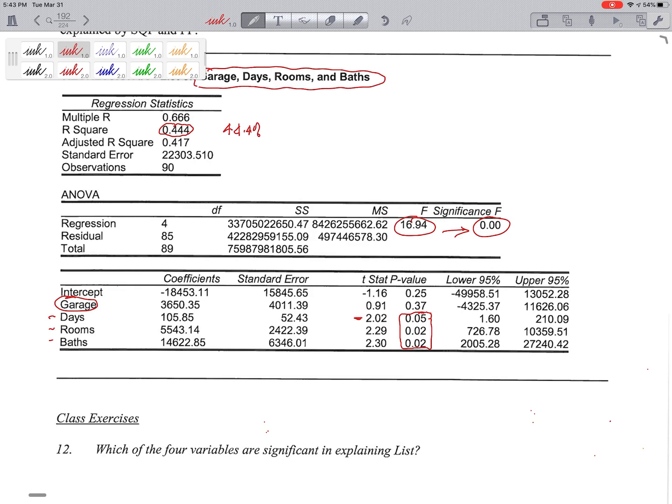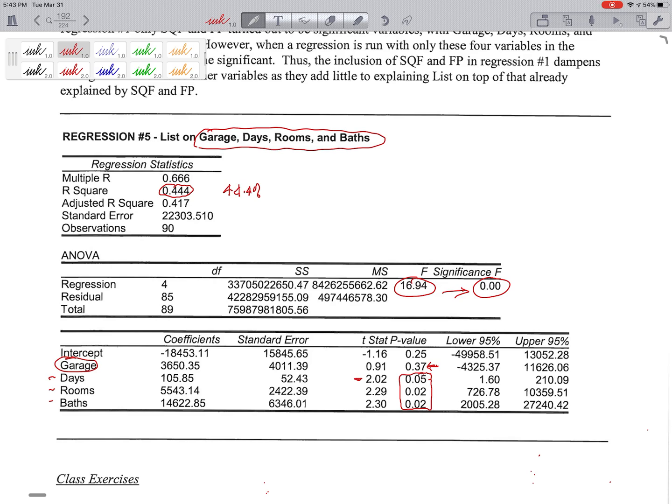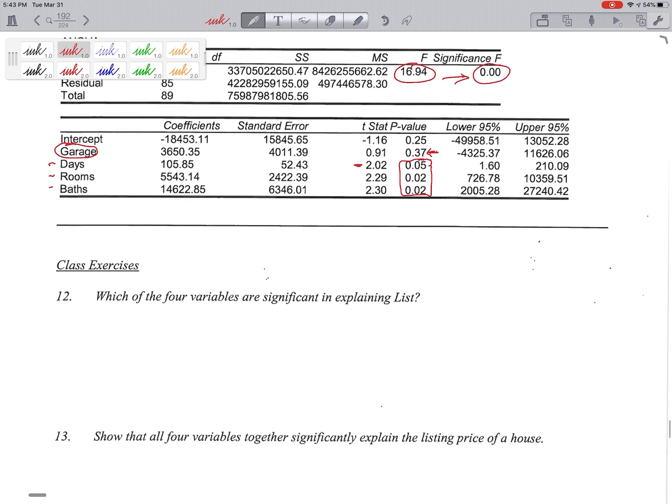Turns out garage is also quite important at explaining the listing price of a house, but not when it's in a model where you've got days and rooms and baths, and especially not when you've also got square footage and fireplaces in there. So it's still insignificant, even though a simple linear regression of listing price on garages would show it to be significant. So that's interesting.